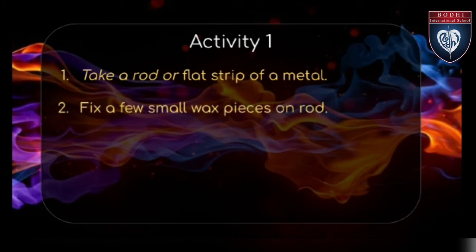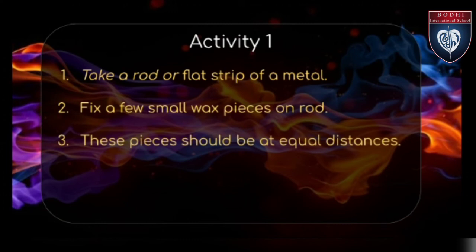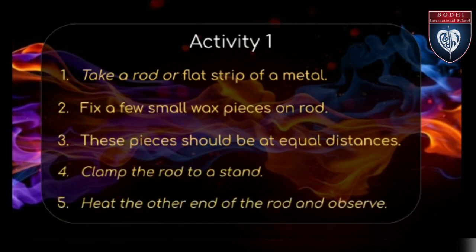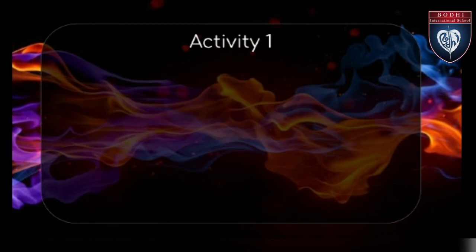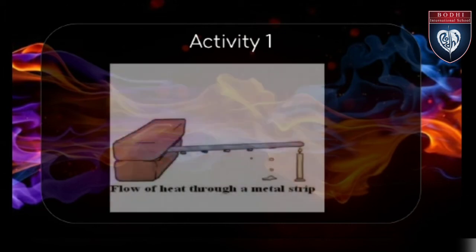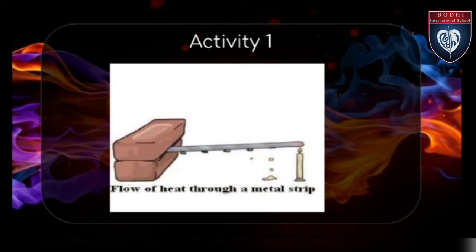Activity 1. Let's investigate. Take a rod or flat strip of a metal. You can take your metal scale or metal ruler. Fix a few small wax pieces on the rod. These pieces should be at equal distances. Clamp the rod to a stand. Heat the other end of the rod and observe.